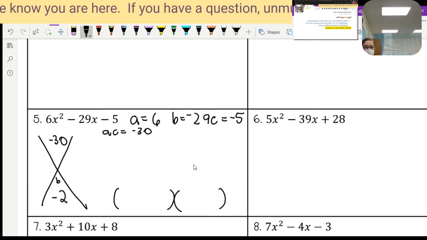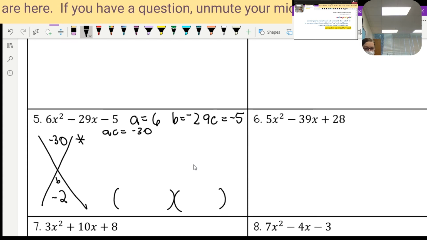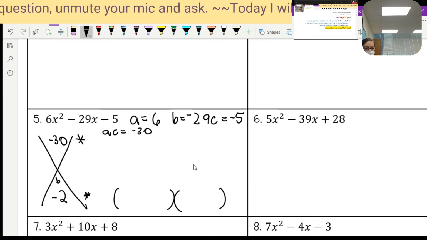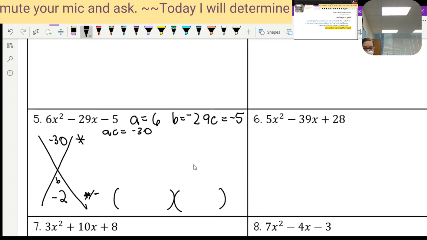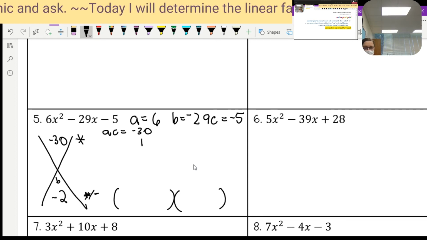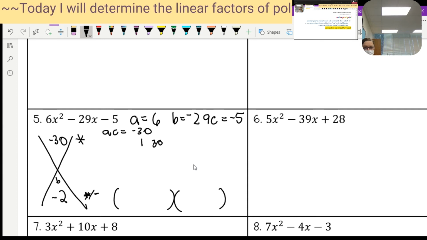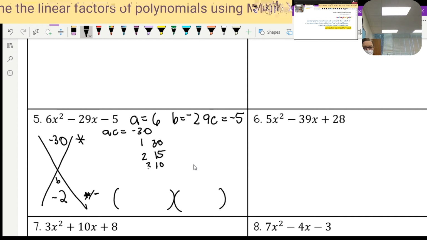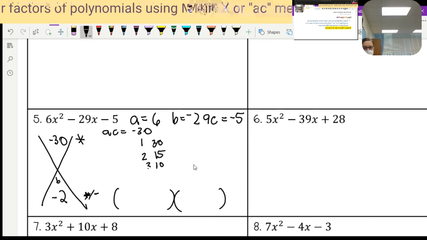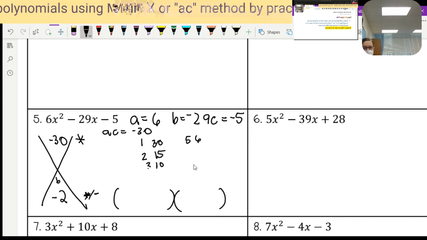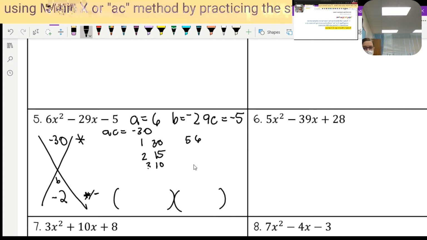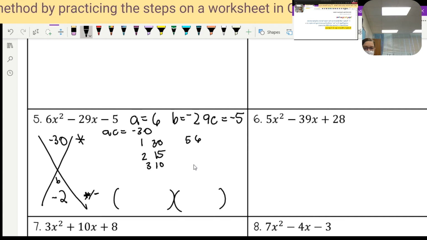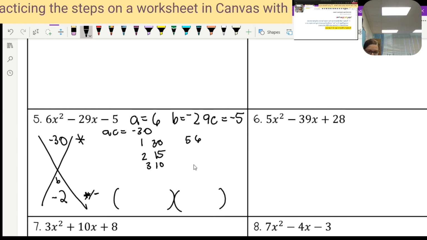Okay, so now let's list the factors of 30 and see which ones will either add or subtract to come up to -2. So we have 1 and 30, 2 and 15, 3 and 10, 4 doesn't, 5 and 6. I think that's it. So are there any of these that are 2 away?